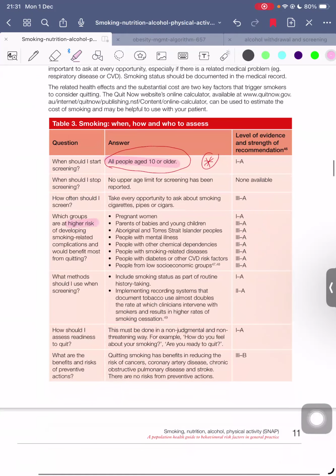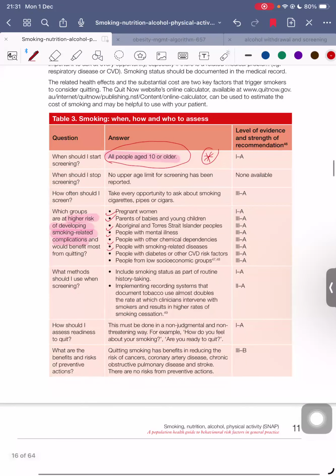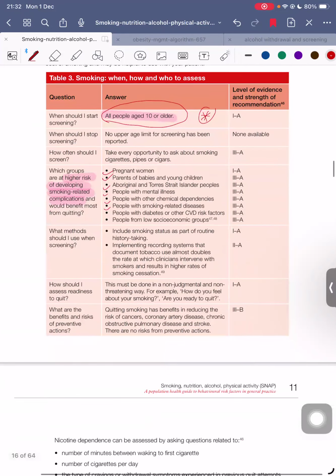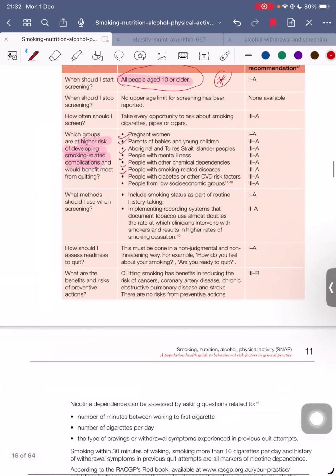And who is at higher risk of developing smoking-related complications? Pregnant people, parents of babies and younger children, Aboriginal and Torres Strait Islander people, people with mental illness or other chemical dependencies, people with smoking-related diseases like COPD, people with diabetes or cardiovascular risk factors, and people from low socioeconomic groups. They are at high risk of developing complications. You have to remember this point.